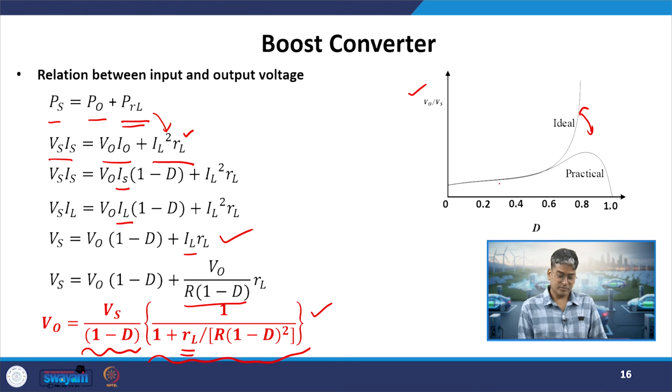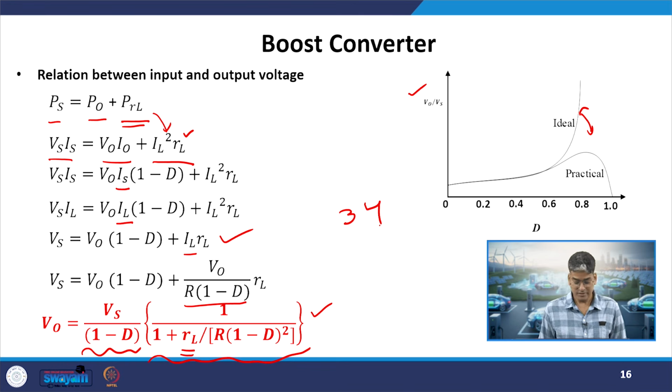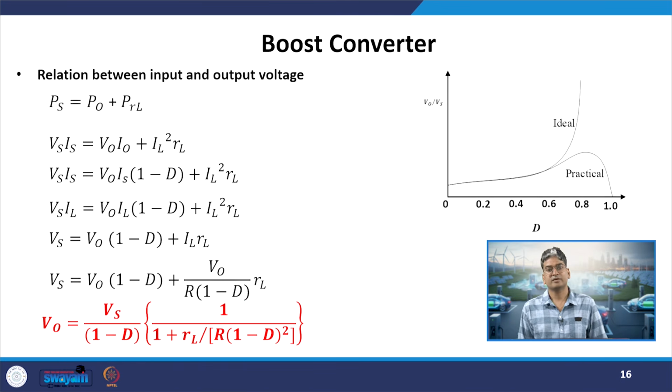So, in our boost converter, the gain will normally be limited to 3 to 4 times. When I try to increase the gain beyond these parameters, because of the loss in the circuit, it will never be able to provide a gain beyond 4 to 5 times.